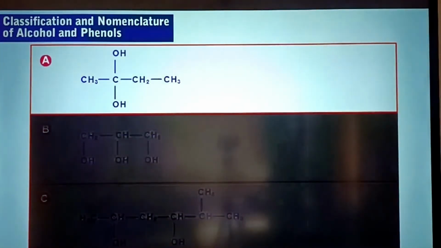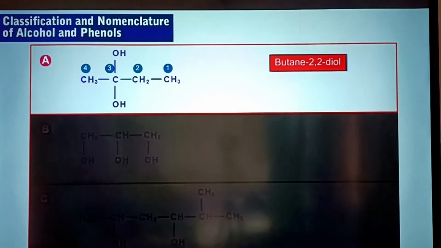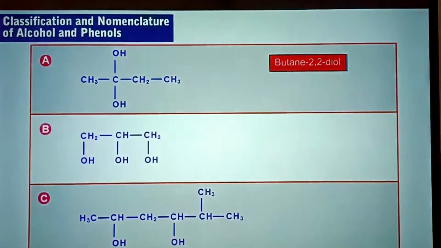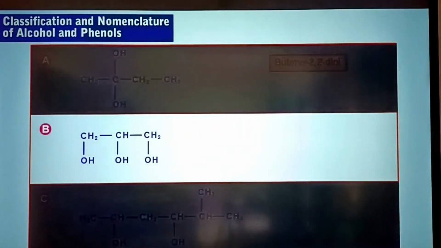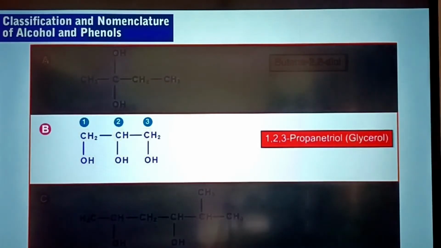Molecule A has a 4 carbon chain and 2 hydroxyl groups attached to carbon 2. Hence its IUPAC name is butane 2,2-diol. Molecule B has a 3 carbon chain with 1 hydroxyl group on each carbon. Its IUPAC name is 1,2,3-propane-triol and its common name is glycerol.